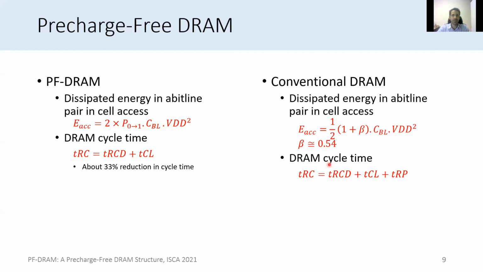This is why conventional DRAMs dissipate this amount of energy in any access to the cell, regardless of the stored value in the cells. And by eliminating the pre-charge phase in cell access in PF-DRAM, the cycle time of DRAM is reduced by about 33%.